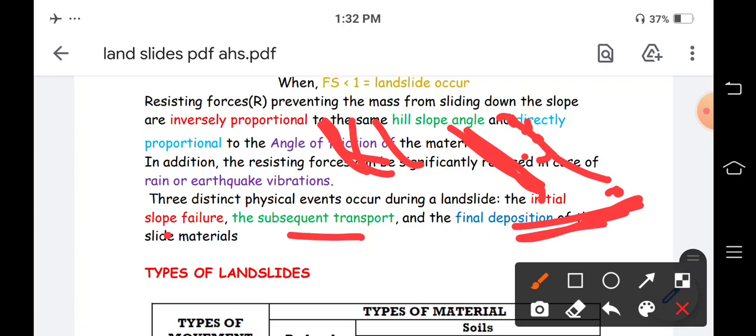Initially, there are some signs: a small amount of rocks or soil will try to slip onto the Ghat areas along this sloping region. In the second case, the subsequent transport, a huge amount of soil or rocks will be transferred from the higher level point to the lower level point along this road, and finally it gets deposited at some position, which is called the final deposition.